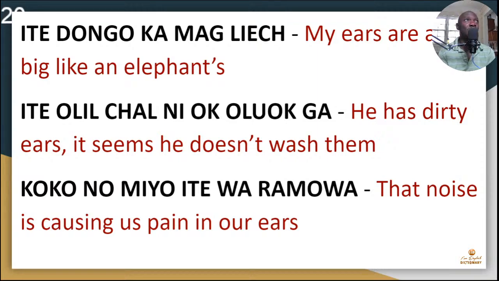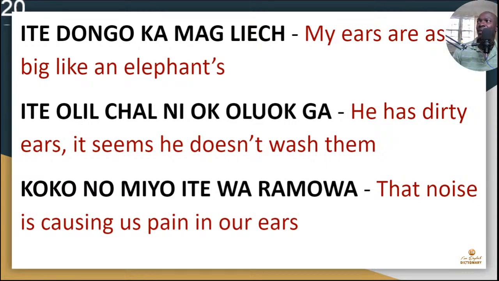And let's move. Ite dongo ka mag liech. That means that his ears are as big as those of an aranga, of an elephant. Ite dongo ka mag liech.